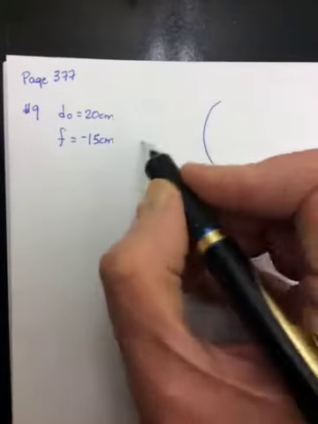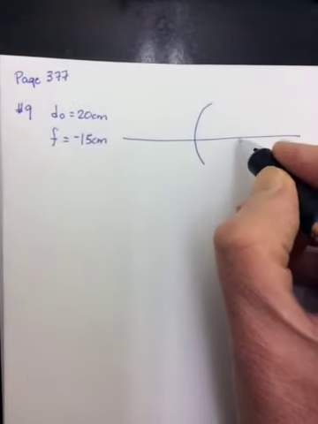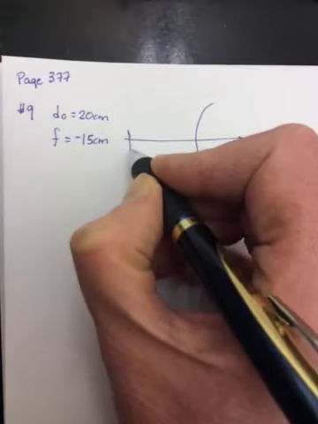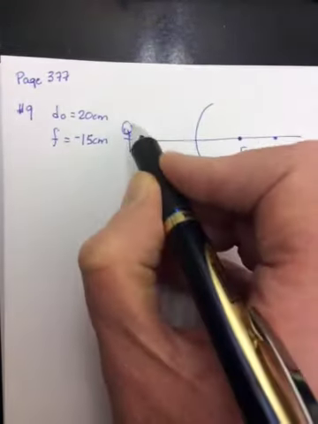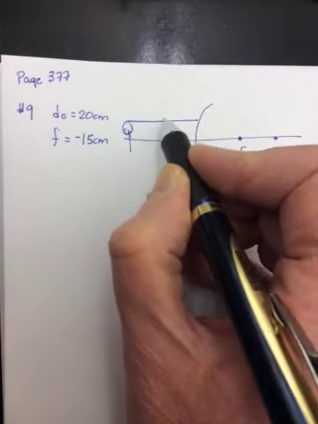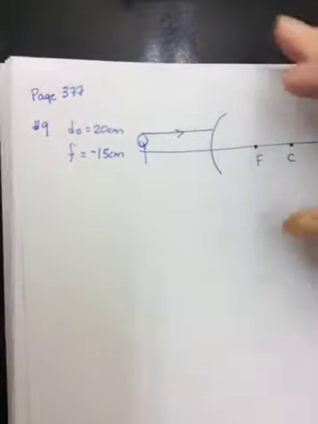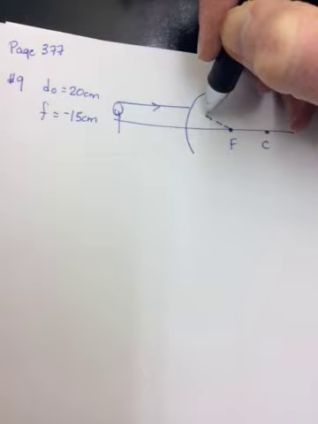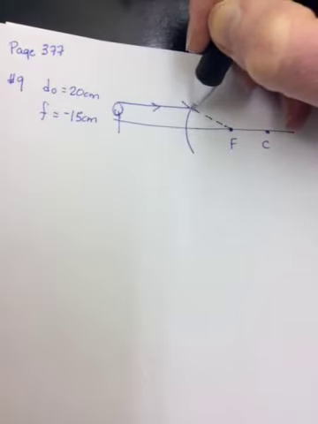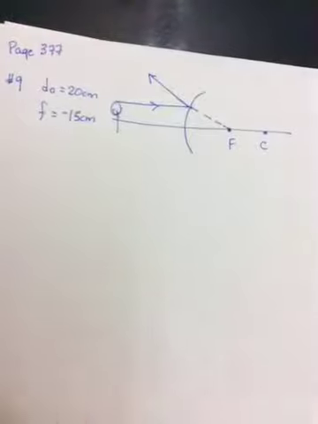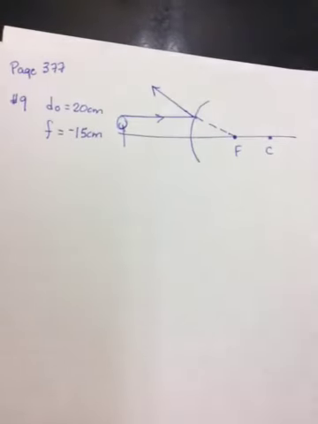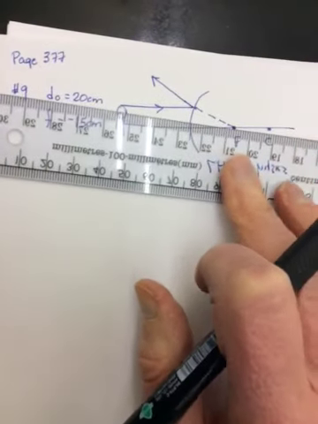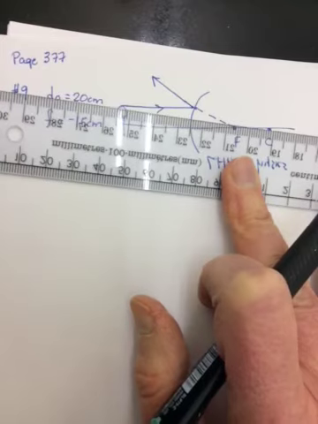So first with the ray diagram, F is back here, C is back here, and DO is up here, 20 centimeters. Take a ray straight in from the top, going parallel to the principal axis. It's going to get reflected in such a way that it appears to be coming from F on the other side of the mirror. A ray that looks like it's going to go in through C will get reflected back along itself.